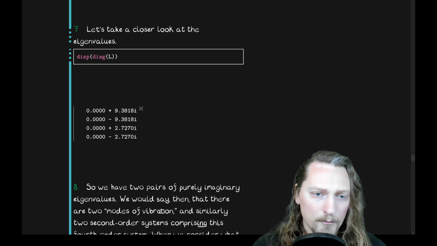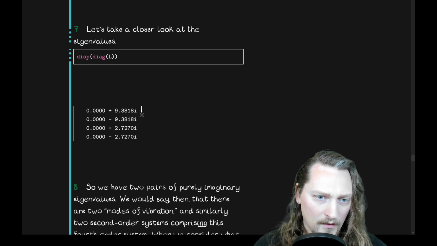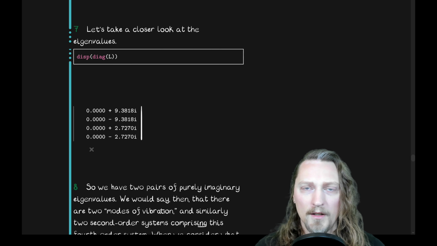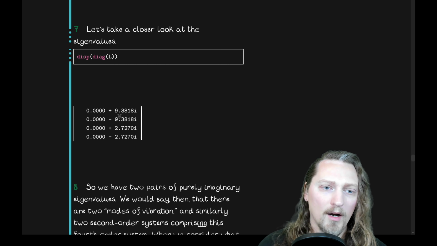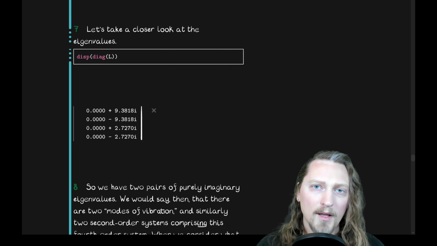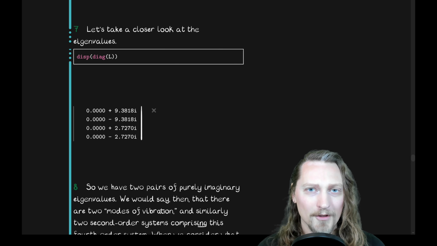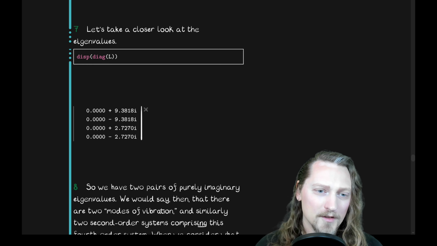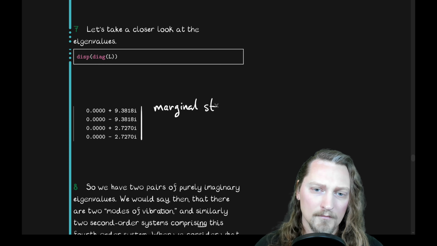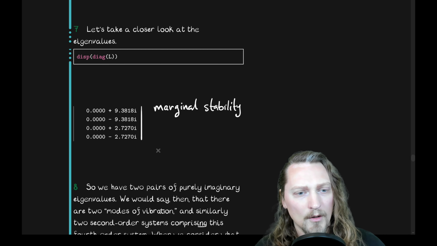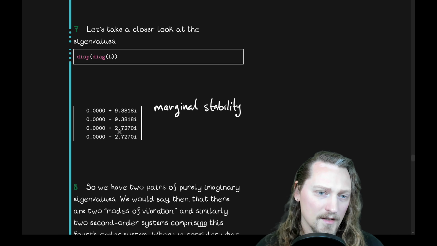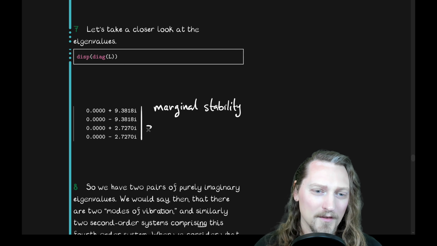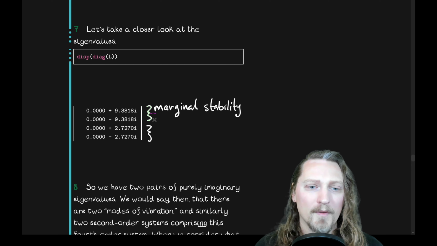And what we see here is that there are 0 real parts on all of these, and the imaginary parts show up as complex conjugate pairs. Okay, so that is the hallmark, of course, of marginal stability. And what we can see here is that there are two different complex conjugate pairs. Okay, so this is a pair, and this is a pair.